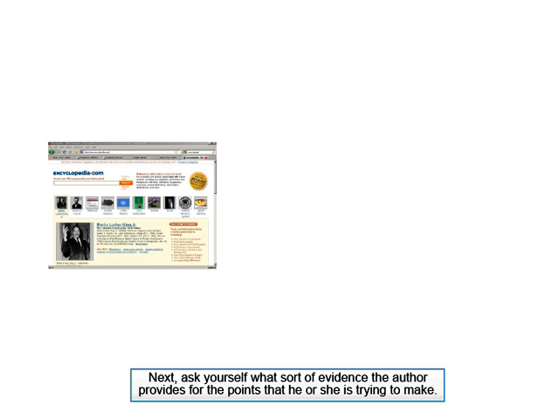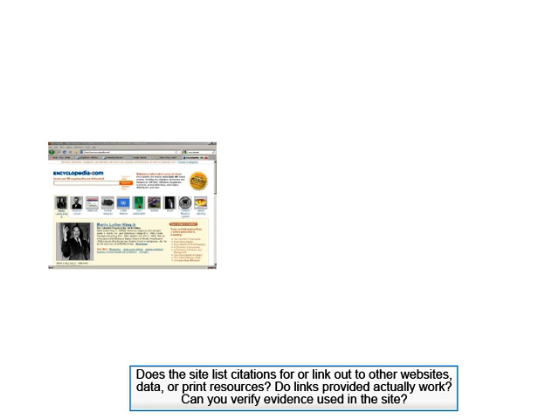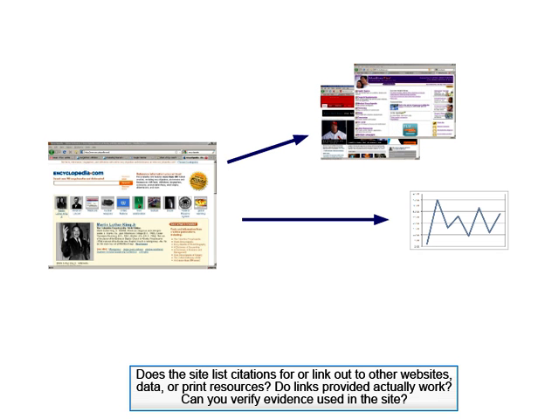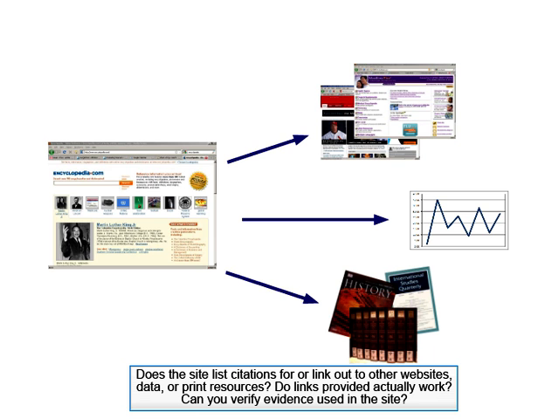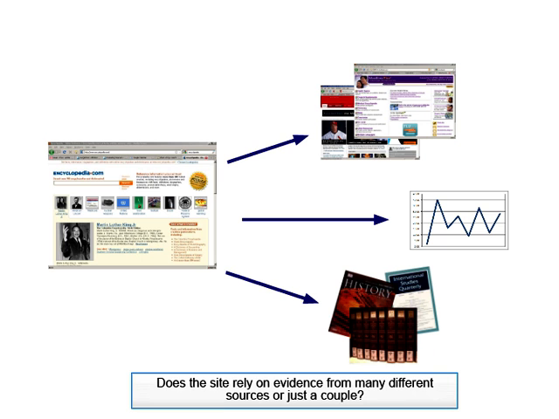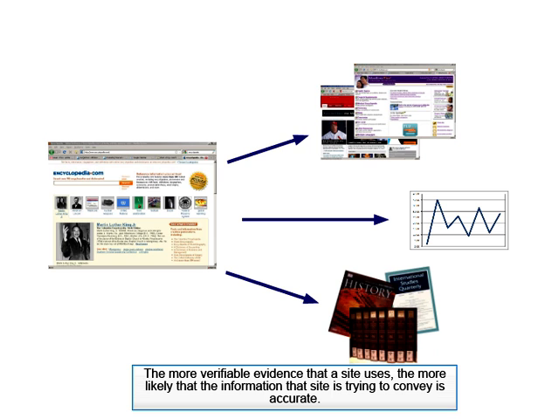Next, ask yourself what sort of evidence the author provides for the points that he or she is trying to make. Does the site list citations for or link out to other websites, data, or print resources? Do links provided actually work? Can you verify evidence used in the site? Does the site rely on evidence from many different sources or just a couple? The more verifiable evidence that a site uses, the more likely that the information that that site is trying to convey is accurate.